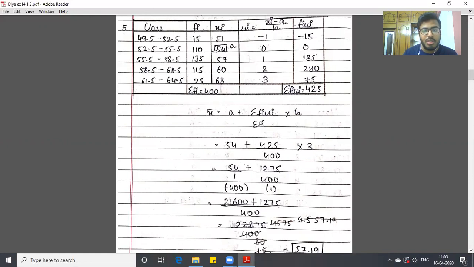Now x bar's formula: x bar is equal to a plus sigma fi ui upon sigma fi into h. x bar equals a, the value of a we took is 54, so write 54, plus sigma fi ui, how much is it, 425, write 425, sigma fi is how much, 400, into h value is how much, we have taken 3, 52.5 minus 49.5, it is 3. Then we have to just calculate this thing, okay.